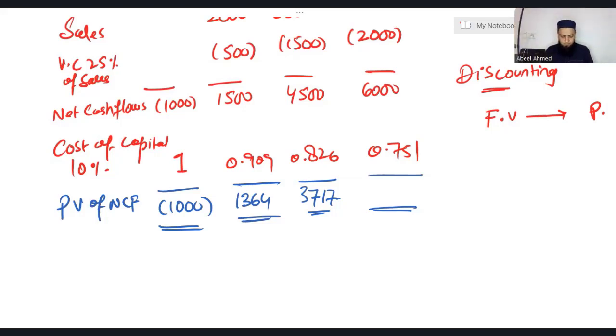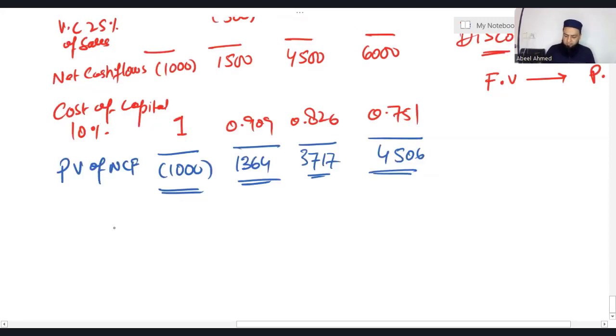So 6,000 into 0.751, I'm getting 4,506. Okay, now you can do the net of NPV, net present value. Actually, we have converted future values to the present values by discounting. Now simply add all these three values: 1,364, 3,717, and 4,506. Let's see what I'm getting.